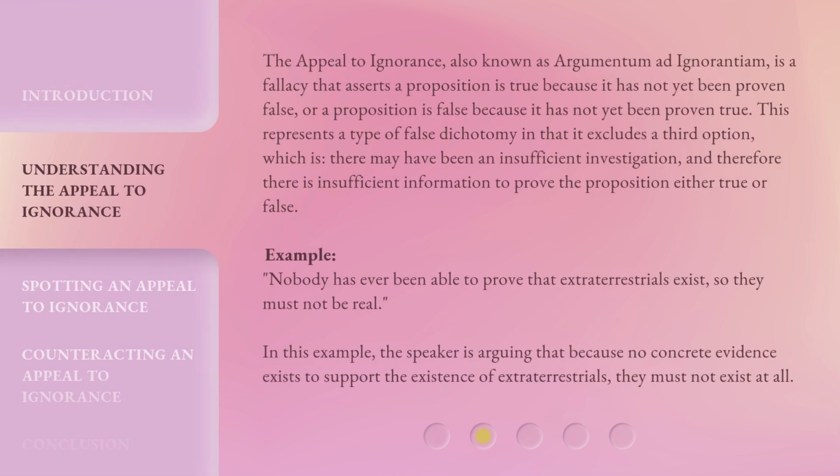The appeal to ignorance, also known as argumentum ad ignorantiam, is a fallacy that asserts a proposition is true because it has not yet been proven false, or a proposition is false because it has not yet been proven true. This represents a type of false dichotomy in that it excludes a third option, which is, there may have been an insufficient investigation, and therefore there is insufficient information to prove the proposition either true or false.